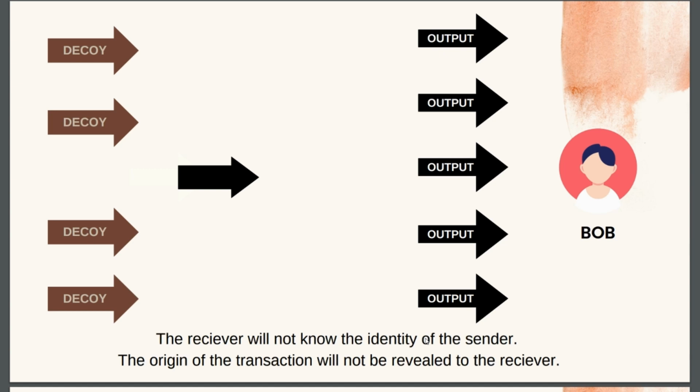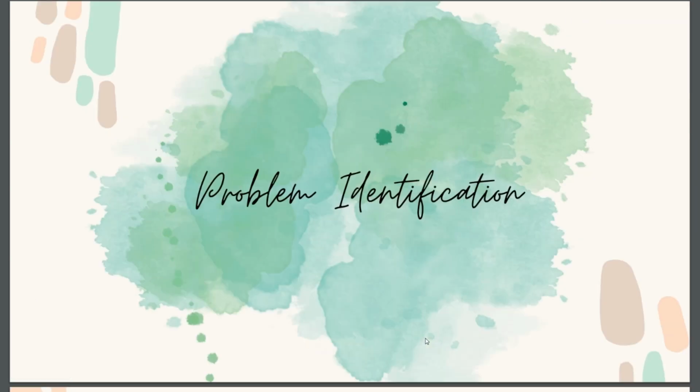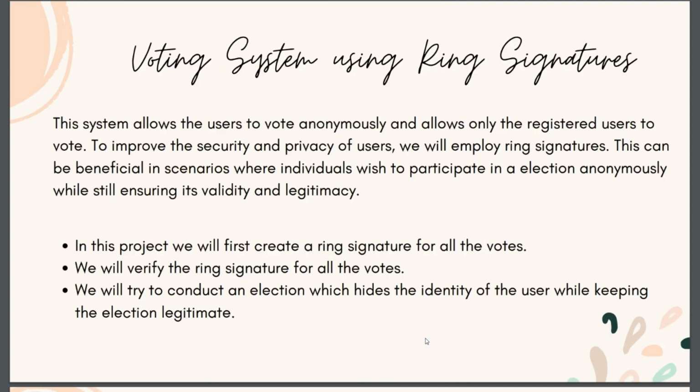Now, Bob will be able to read the message, but he will never know the identity of the sender. The origin of the transaction will not be revealed to the receiver, which in our case is Bob. As you can see, as Bob receives a decoyed version of the message, the ring signature will make sure that the origin of the transaction is never known to Bob. Now, coming to problem identification, understanding the features that ring signatures provide, we thought that designing a voting system using ring signatures would be a great project for this course.